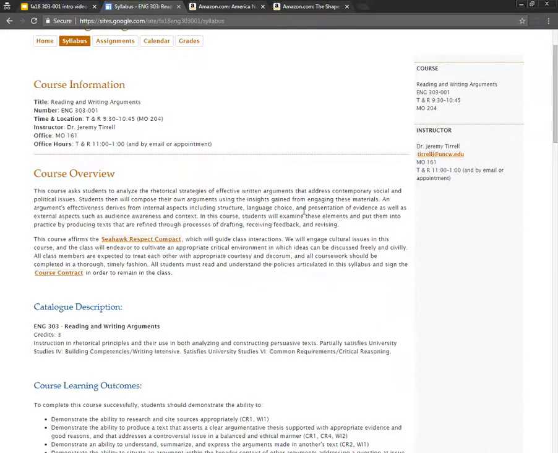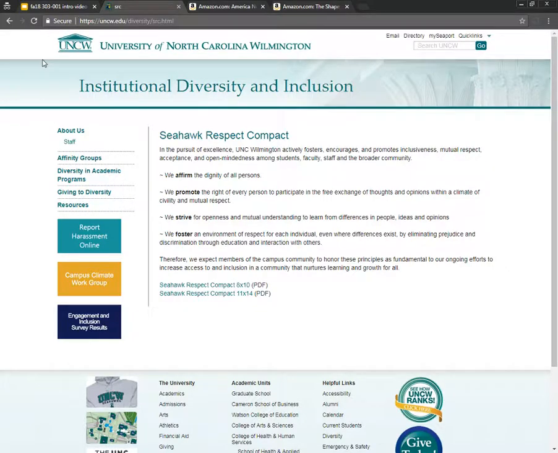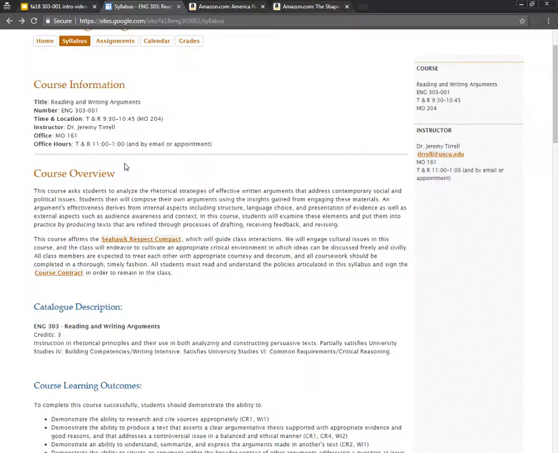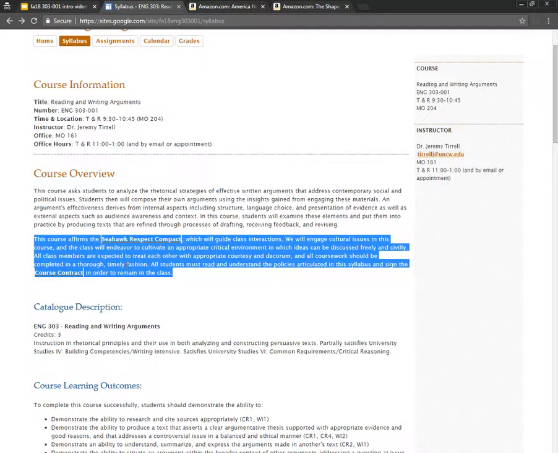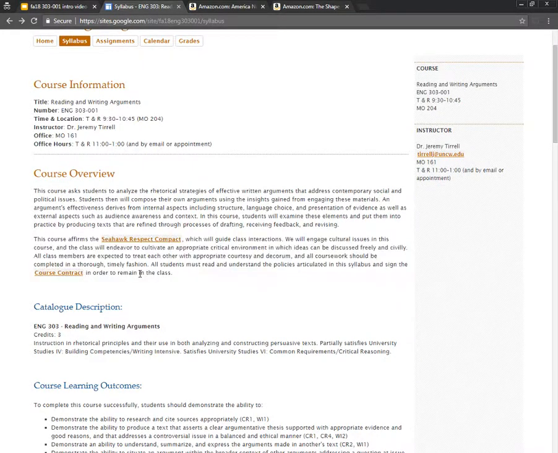So keeping that in mind, we do have to figure out structures, behaviors, so that that's possible. The class does reaffirm the Seahawk Respect Compact, essentially that everyone's a human being with equal dignity, right? So all people have particular rights and are accorded appropriate respect, right? That's really the main thing to take away from that. It's not like we're going to be fighting all the time, but we will probably broach issues where people have very different perspectives, and this should be a place where we can discuss those things.